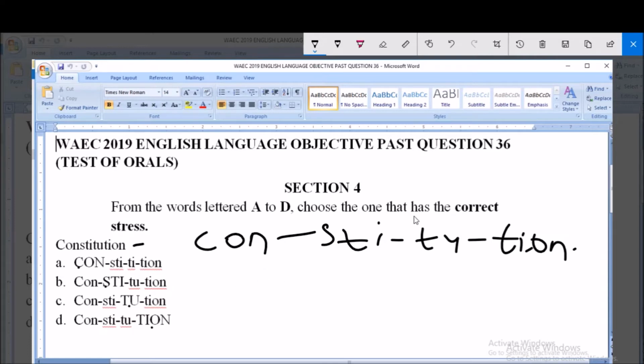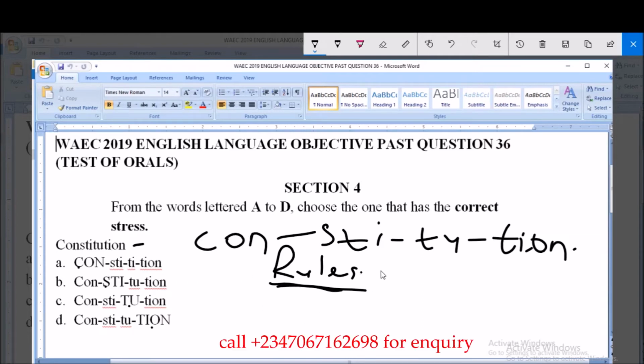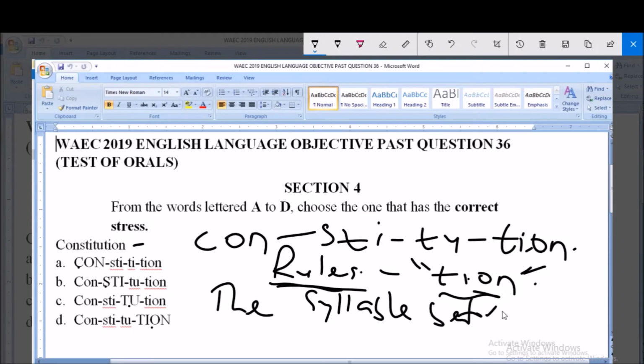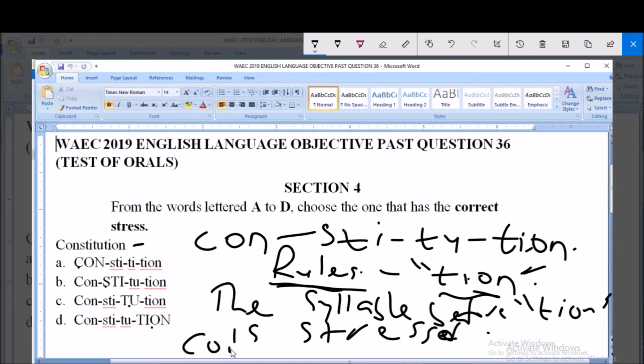And in order to get the correct stress pattern, in general, there are rules that govern stress patterns. So as for this one, we are looking at a word that ends with shun. And as far as stress patterns are concerned, the rule governing words that end with shun is that the syllable before the shun is stressed. So for words like constitution here given to us, another example could be a word like communication. So this rule tells us that the syllable before shun is stressed.